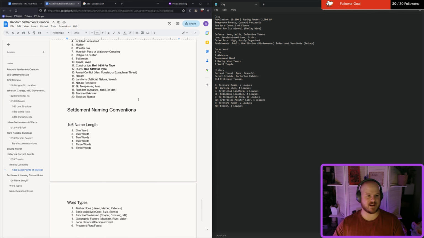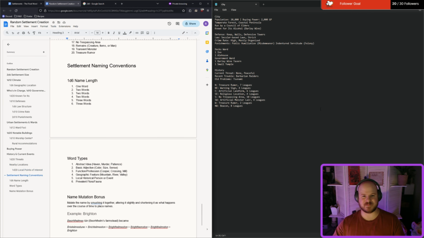So we did our POIs. So now we have some settlement naming conventions. So we can actually name our city.